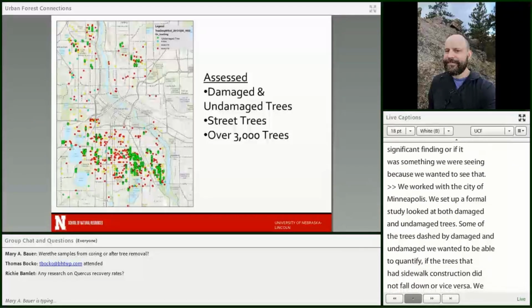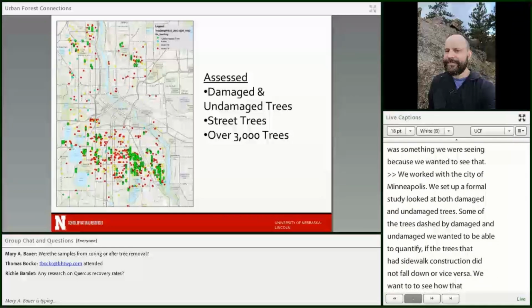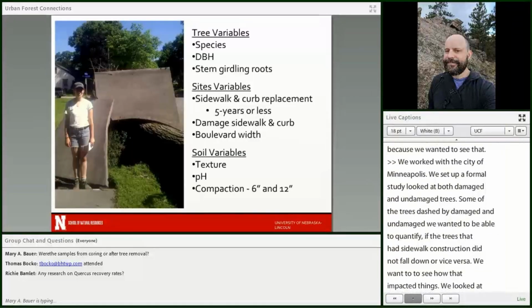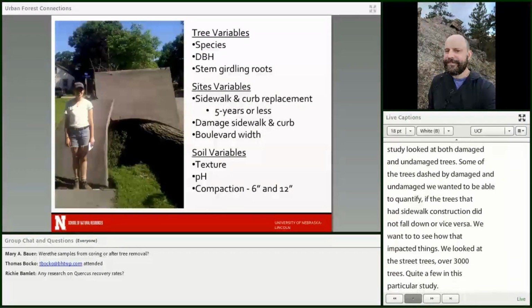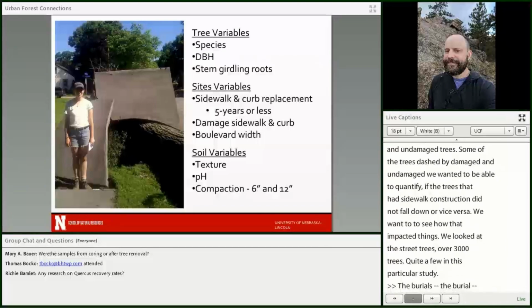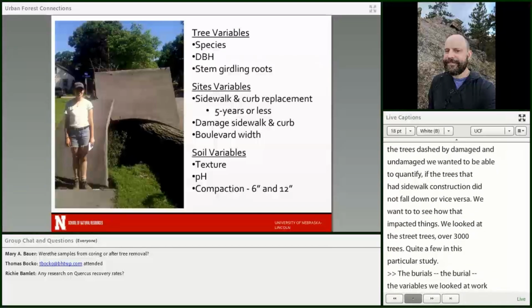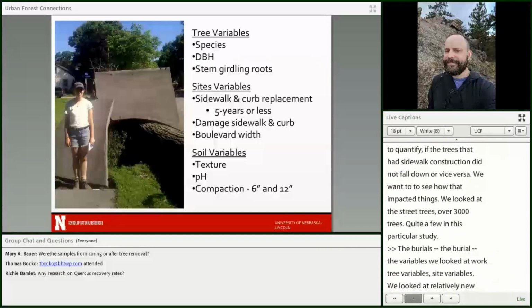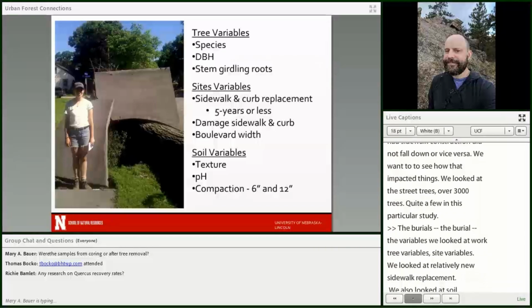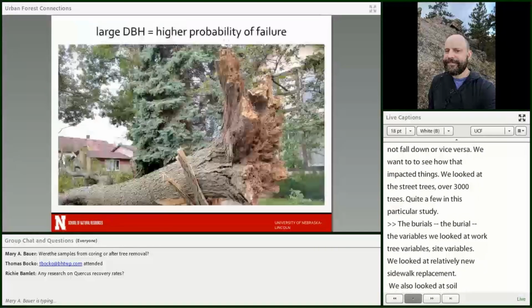We ended up looking at just the street trees, over 3,000 trees, so quite a few in this particular study. The variables we looked at were tree species, DBH, and stem girdling roots. The site variables were sidewalk and curb replacement within the last 5 years, which we considered relatively new sidewalk replacement. Then we looked at whether there was damage to the sidewalk or curb, and boulevard width. We also looked at some soil variables: soil texture, pH, and compaction, both at 6-inch and 12-inch depth.